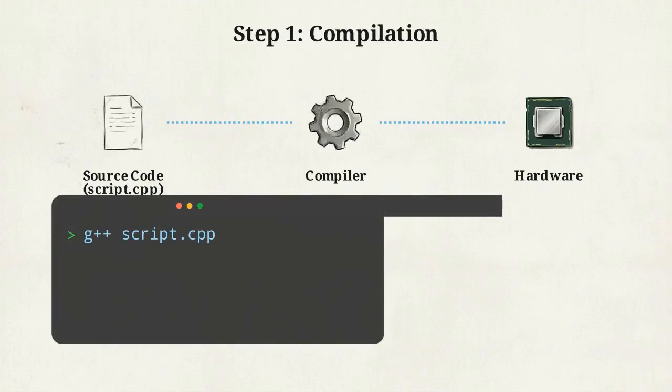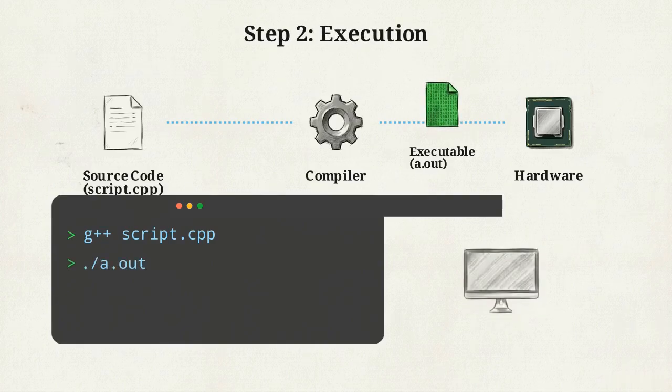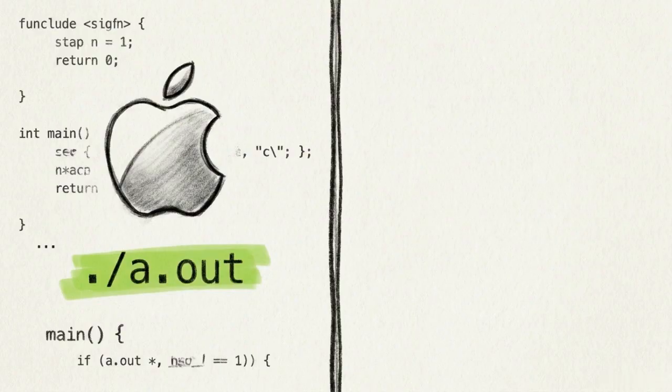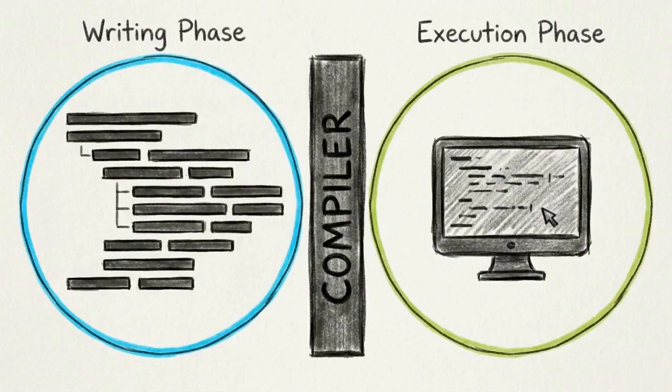Step 1. Command the compiler to transform your text into a distinct executable file by typing g++, followed by your file name. Step 2. Run that generated executable file, pushing output to the screen. The exact command depends on your machine. Mac users execute the file by typing ./a.out, while Windows users run their executable file by typing a.exe. Writing the script and running the script are two entirely distinct computational phases, permanently separated by the compiler.